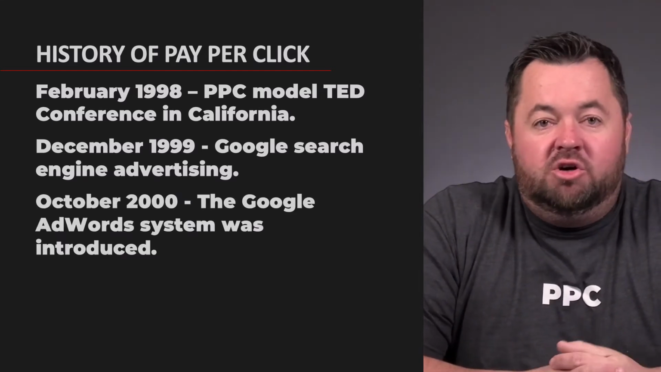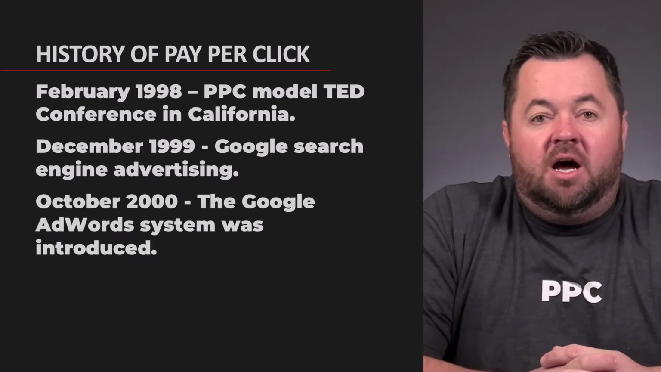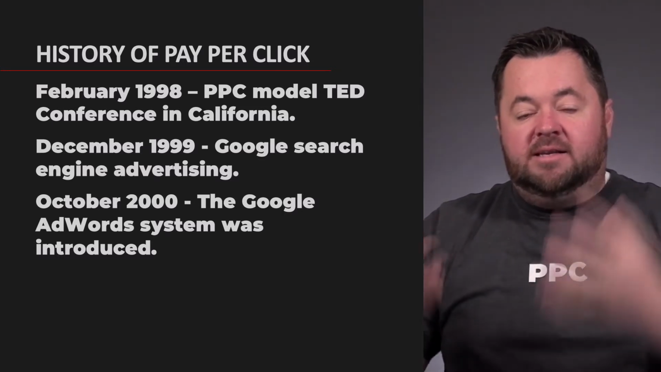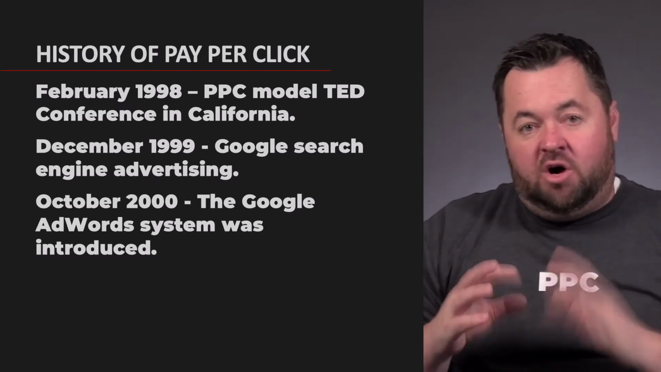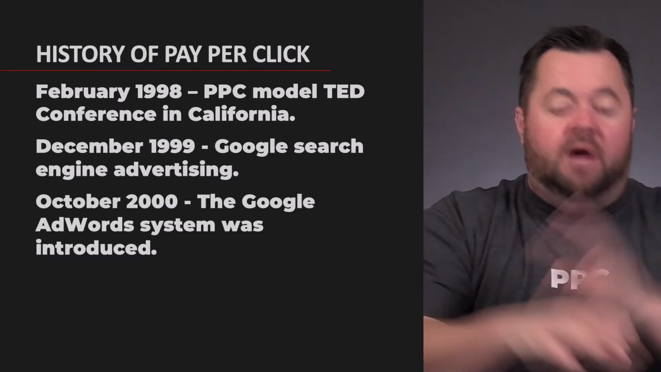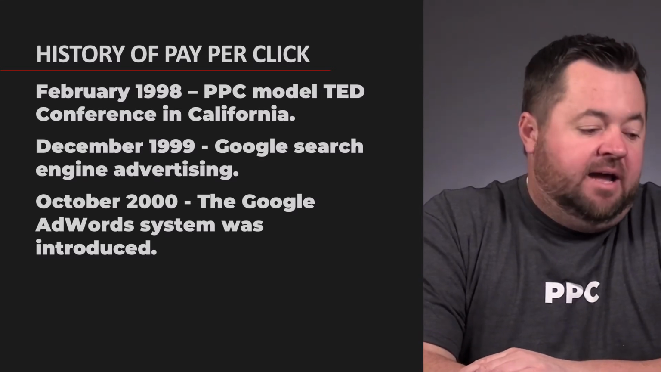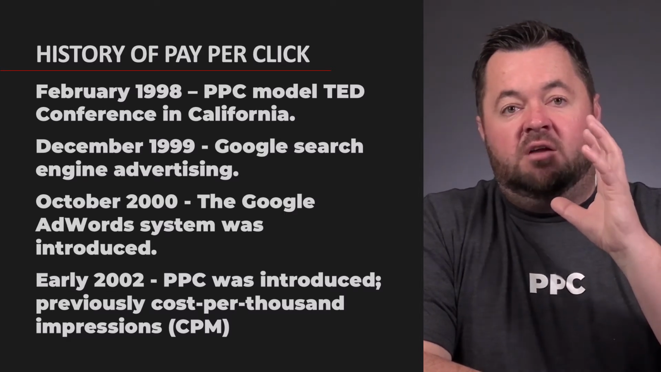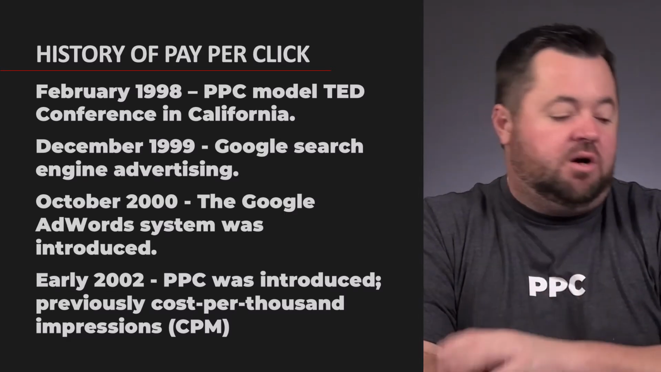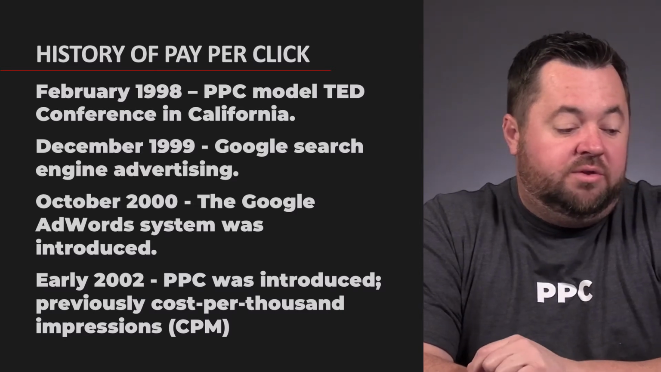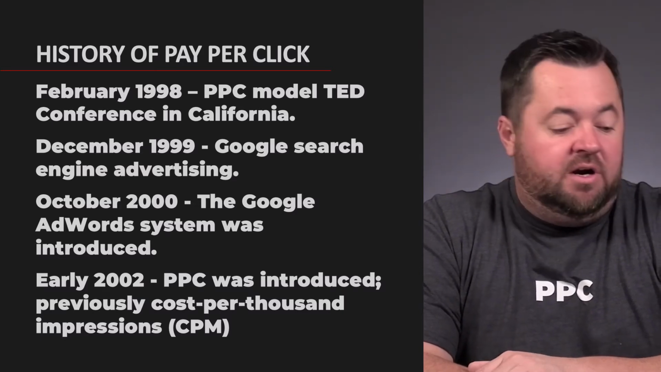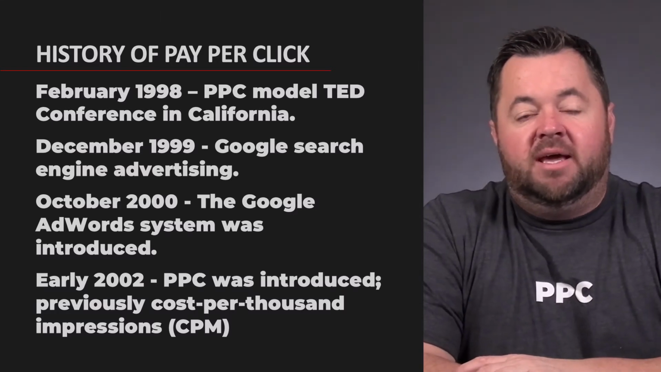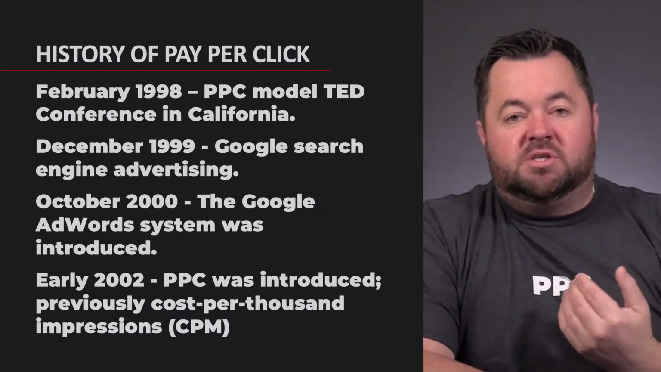In October of 2000, Google AdWords was first introduced to the public. This was the first time you were able to log into a software system, create an ad on your own, put in a credit card, and do advertising on the search engine. Previous to that, it was all done by fax machine, by telephone, by email confirmation. And early 2002 was when the very first pay-per-click advertising on Google AdWords was in place. Before that, all you could do was cost per thousand.